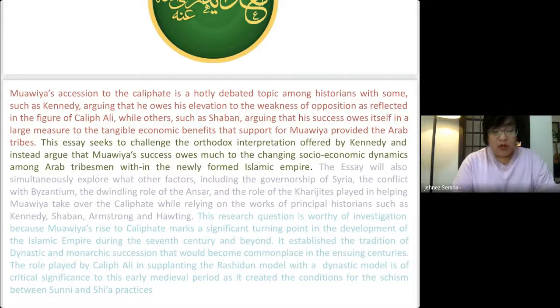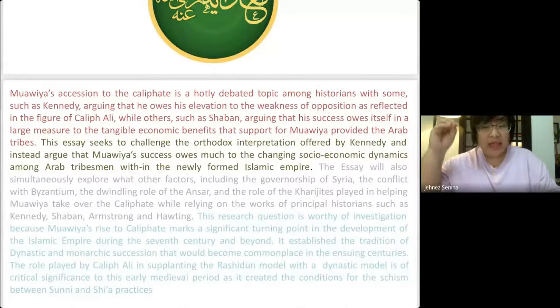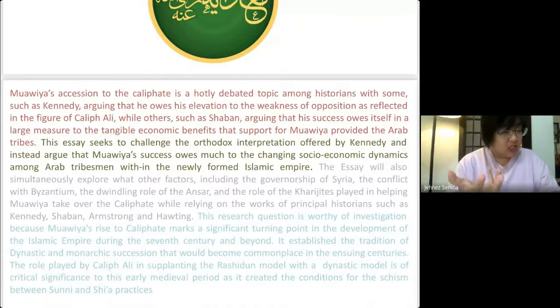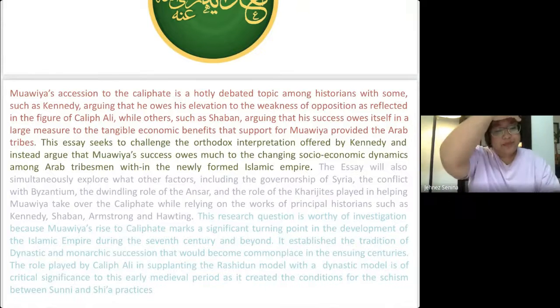So the blue part here, the introduction ends with why you are doing the research. Why are you writing the essay? What's the point? Well, because this is very debatable: when he became the caliph, that changed the whole Islamic empire. It became more dynastic in the succession of leadership.